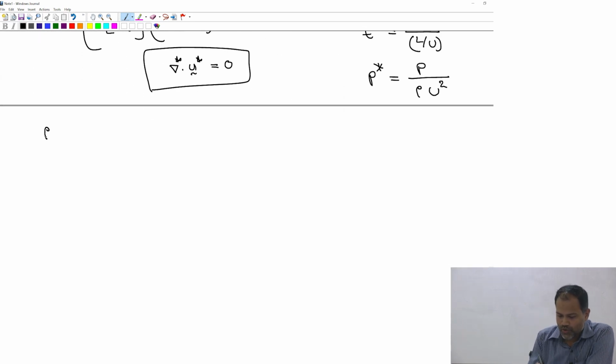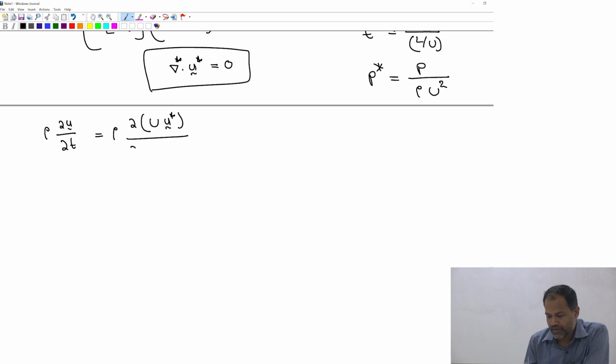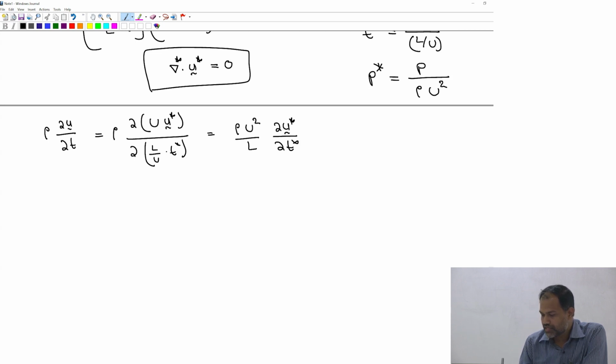First term is rho times dou u by dou t. With U as my characteristic velocity times my non-dimensional velocity u star, divided by dou t, which we wrote as L by U times t star, this is going to give me rho U square by L times dou u star by dou t star. So that is the non-dimensional form of the unsteady term.